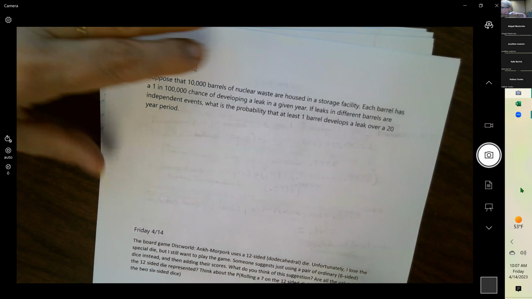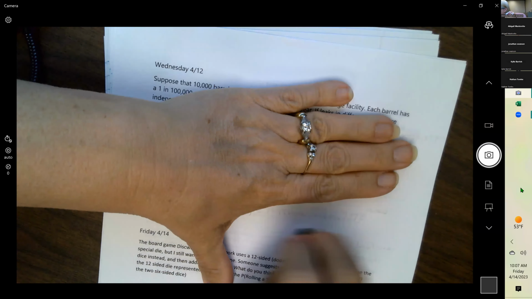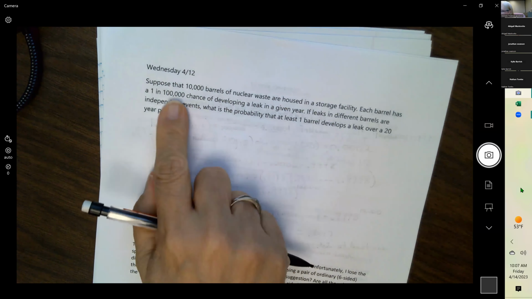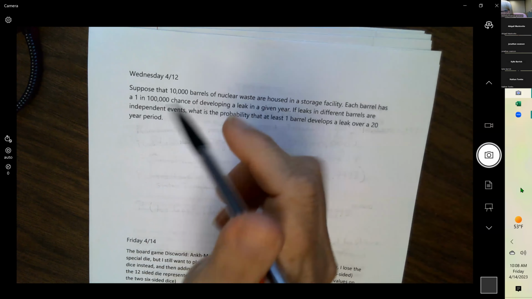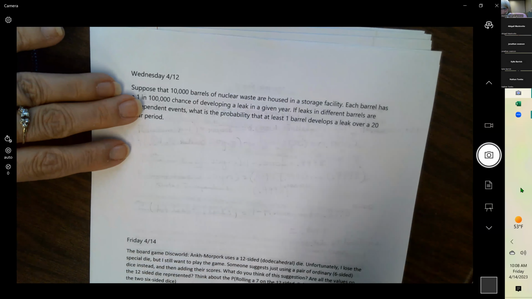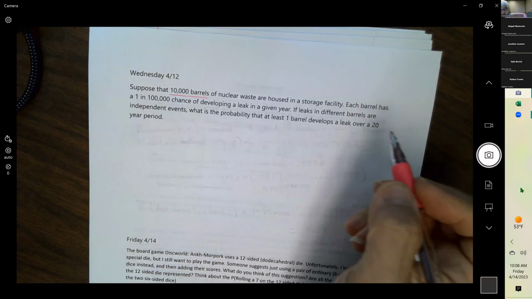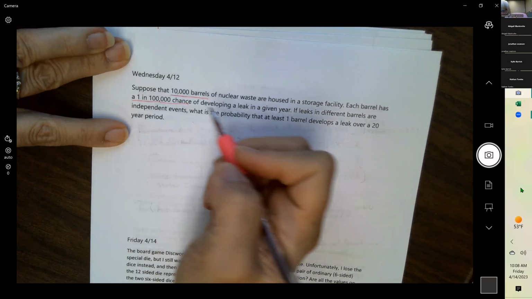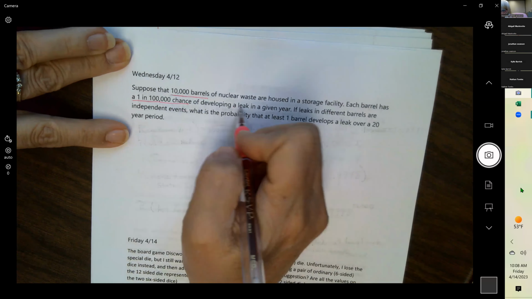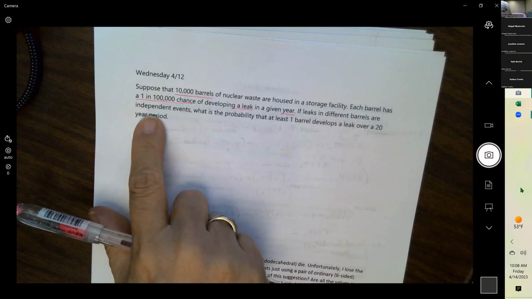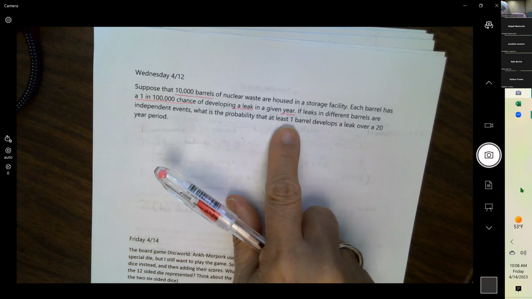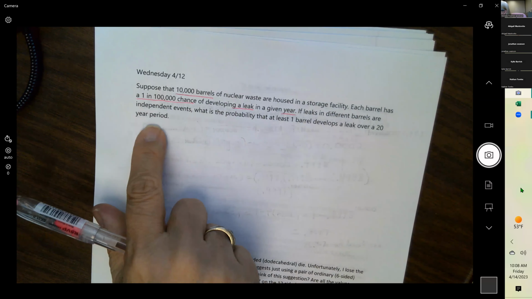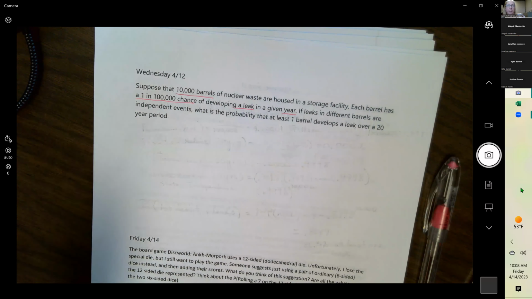Okay, this one was a little tough, and I accidentally wrote on here instead of my other paper that we could write here. Suppose that 10,000 barrels of nuclear waste are housed in a storage facility. Each barrel has a 1 in 100,000 chance of a leak each year. If leaks in different barrels are independent events, what is the probability that at least one barrel develops a leak over a 20-year period? So remember, what they mean by independent is one doesn't rely on the other one. If one leaks, it doesn't mean that others will leak.